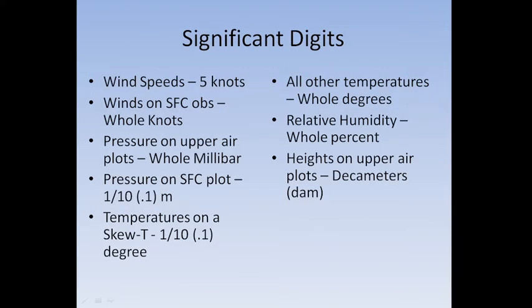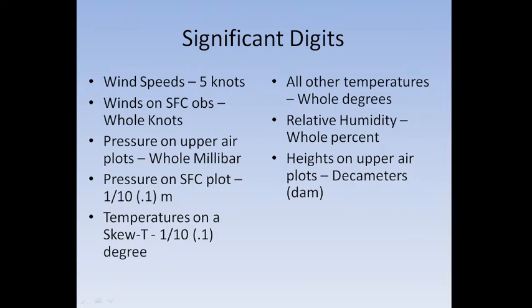All right, so the significant digits of weather. As you're looking at different charts, surface charts, upper air charts, you'll see these significant digits. Wind speeds are in 5 knots. If we look at a surface chart, we can see that every 5 knots is plotted on a surface chart, even though it could be 3 to 7 knots. That would be indicated as a 5-knot wind because it's rounded to the 5 knots. Winds on surface charts are whole knots. They don't ever go 5.5, 4.5, anything like that. It's always the whole knot.